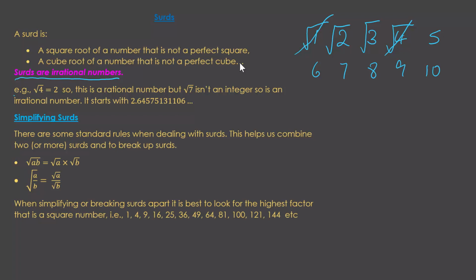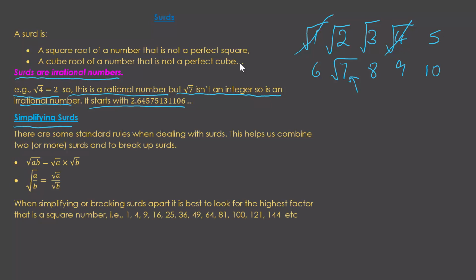So here we're giving an example of root 4 being 2. That's a rational number, and therefore it's not a surd. But root 7 isn't an integer. So the square root of 7 here, 7 is not a perfect square, so it's an irrational number. It starts as shown here. But like all irrational numbers, it's got an infinite decimal expansion with no recurrence pattern.